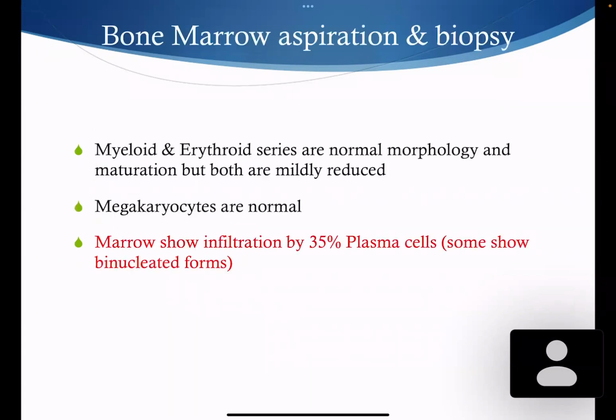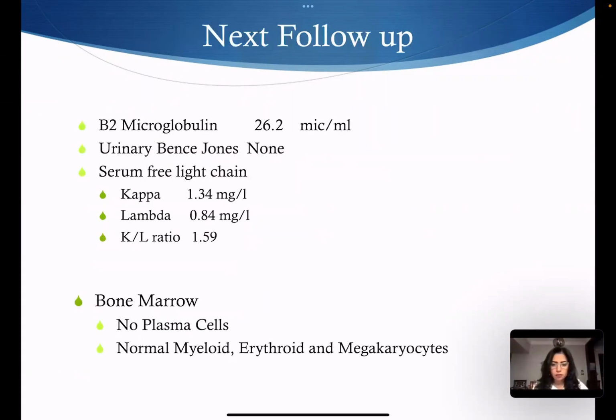So a bone marrow biopsy was done, and this was the third time of having a bone marrow biopsy. Unfortunately, there was a relapse, and there was a marrow infiltration by 35% plasma cells. So the patient now showed relapse upon his treatment protocol, and his treatment was intensified with the hematology, and he had a follow-up.